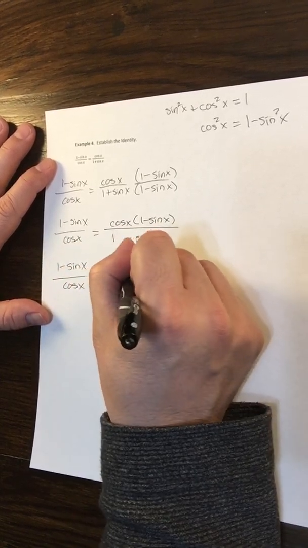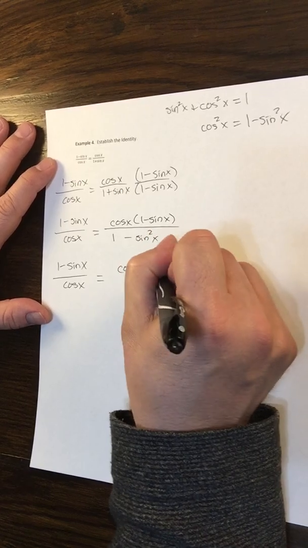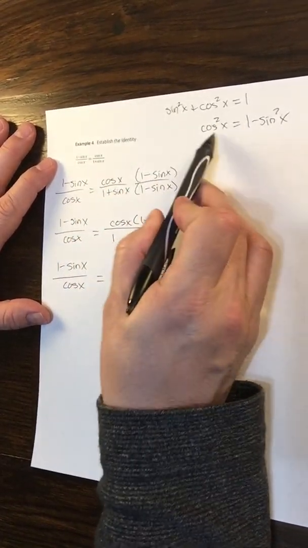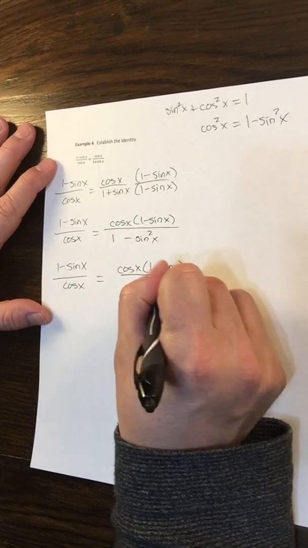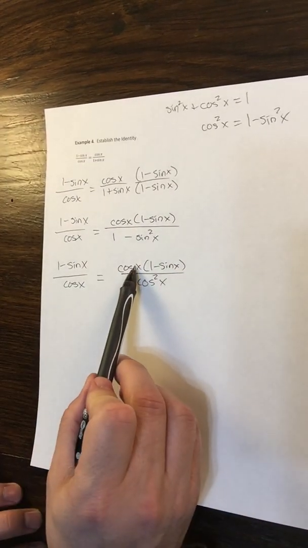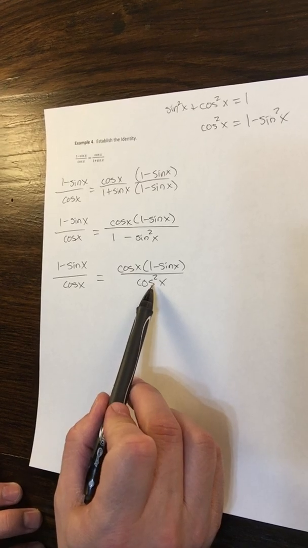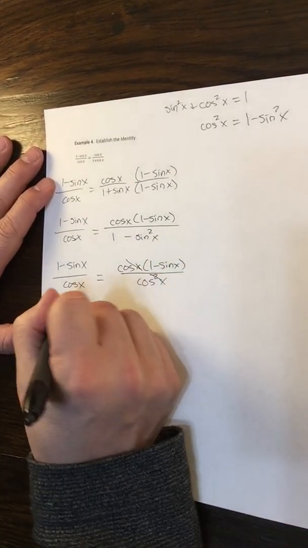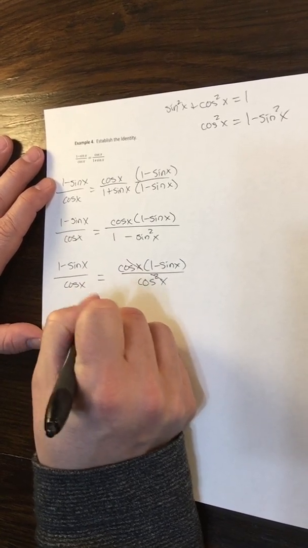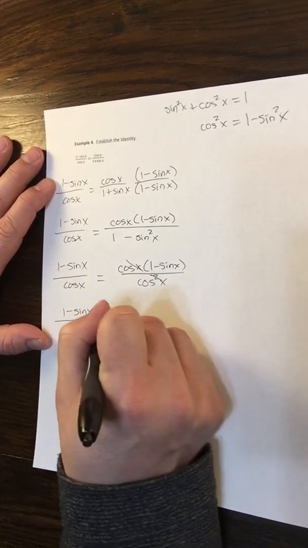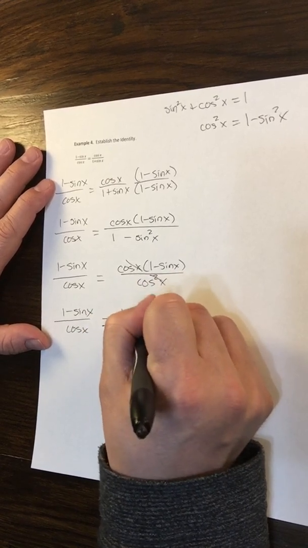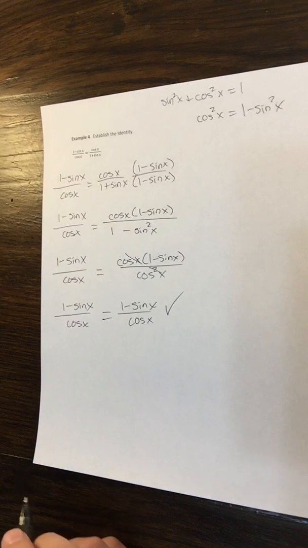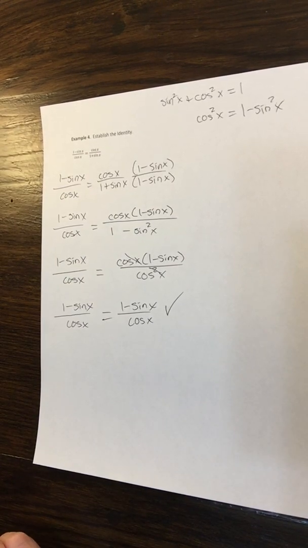So I've got cosine of x times 1 minus the sine of x, and what I'm going to write in place of this is that cosine squared, and you guys are going to see things cancel. That cosine cancels with one of those two. That's cosine times cosine, isn't it? So this cancels with that squared, and I get 1 minus the sine of x over cosine of x is actually equal to 1 minus the sine of x over cosine of x. Check.